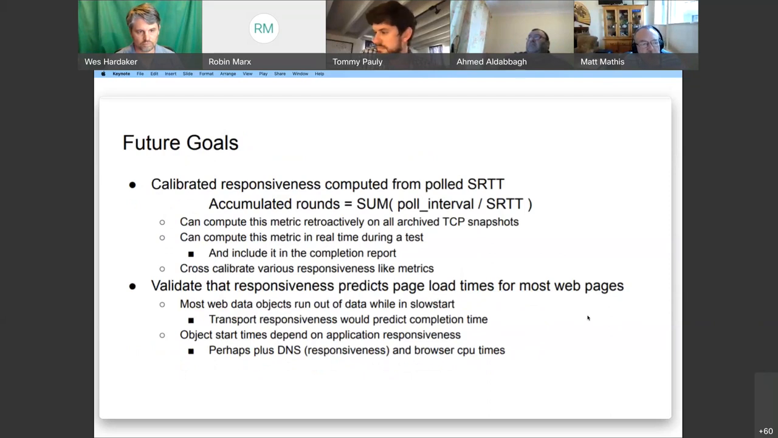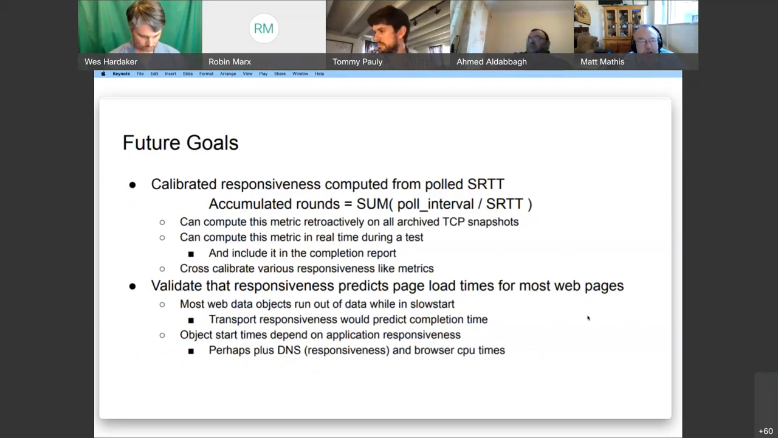What I would like to use is actually accumulated rounds, which you can measure during a test. I believe that we can compute this for all of our archive data. We could also imagine computing it inside of the NDT measurement tool. It's actually just a telemetry change. It's not a code change or a wire format change.